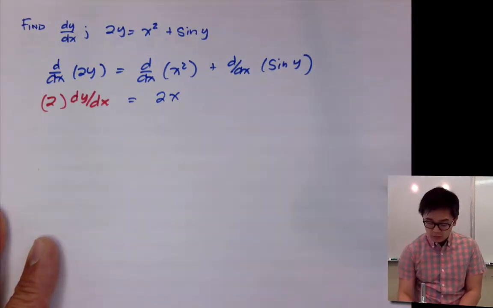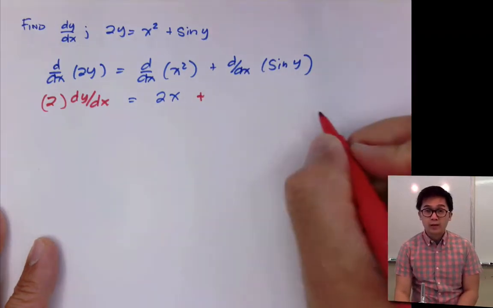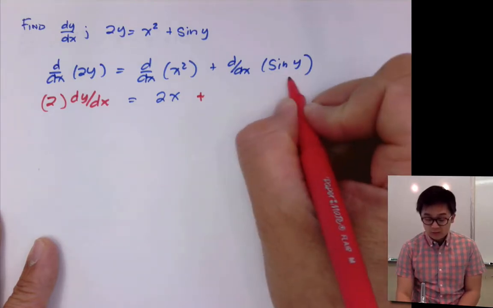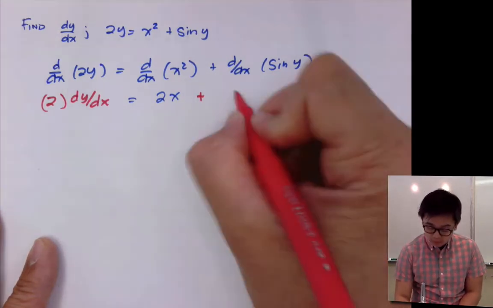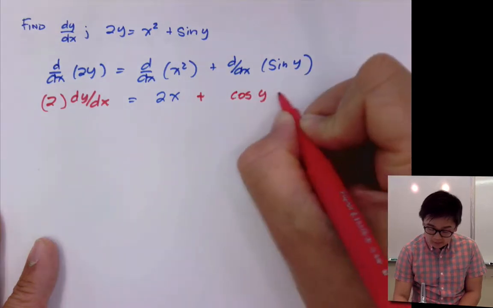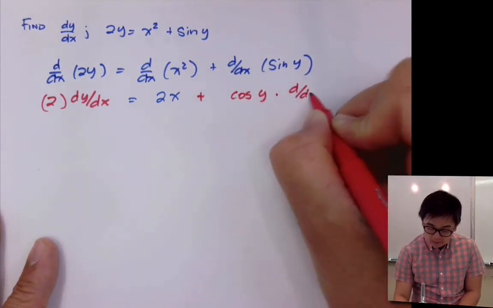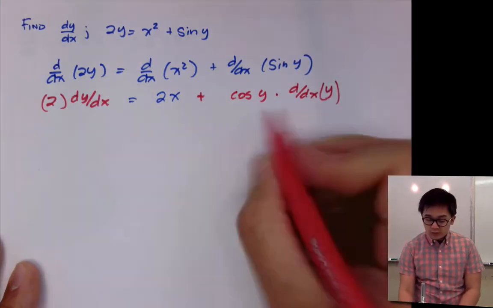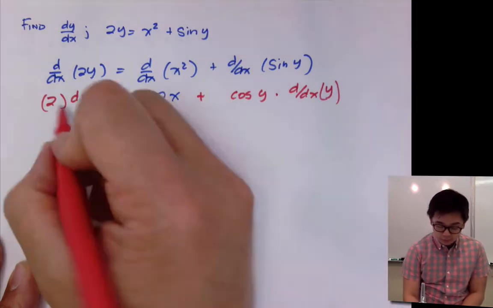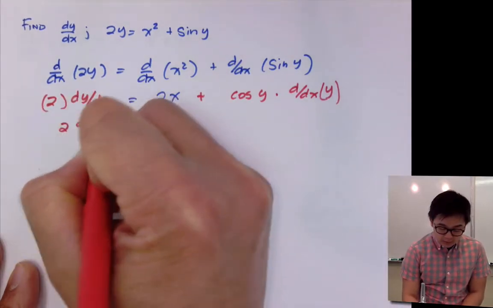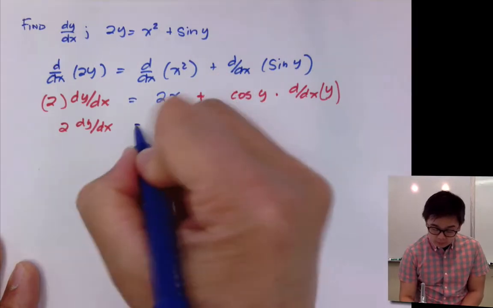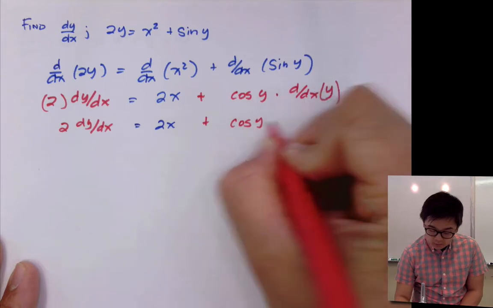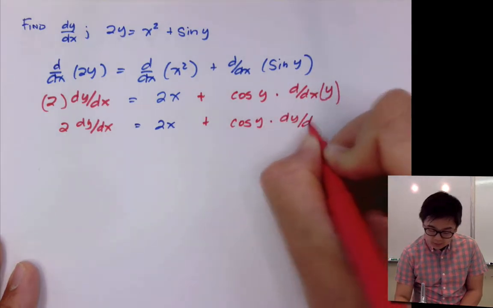And for the third term, since we are working with a function of y, we'll use the implicit differentiation again. The derivative of sine y is cosine y, so we have cosine y times the derivative of the inside, which is y. So using the chain rule, we'll simplify this in a little while. So here we have 2 dy/dx equal to 2x plus cosine y dy/dx.